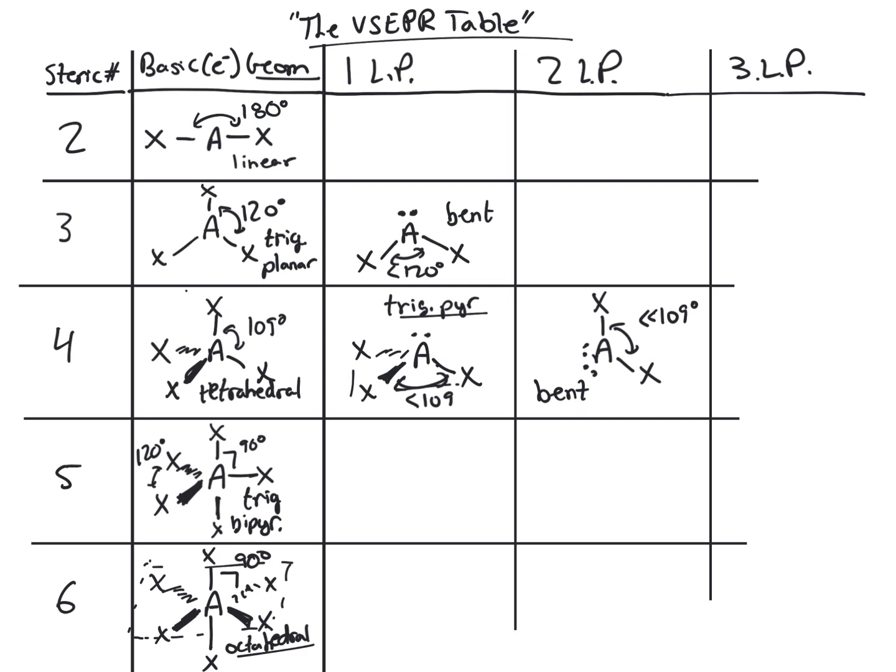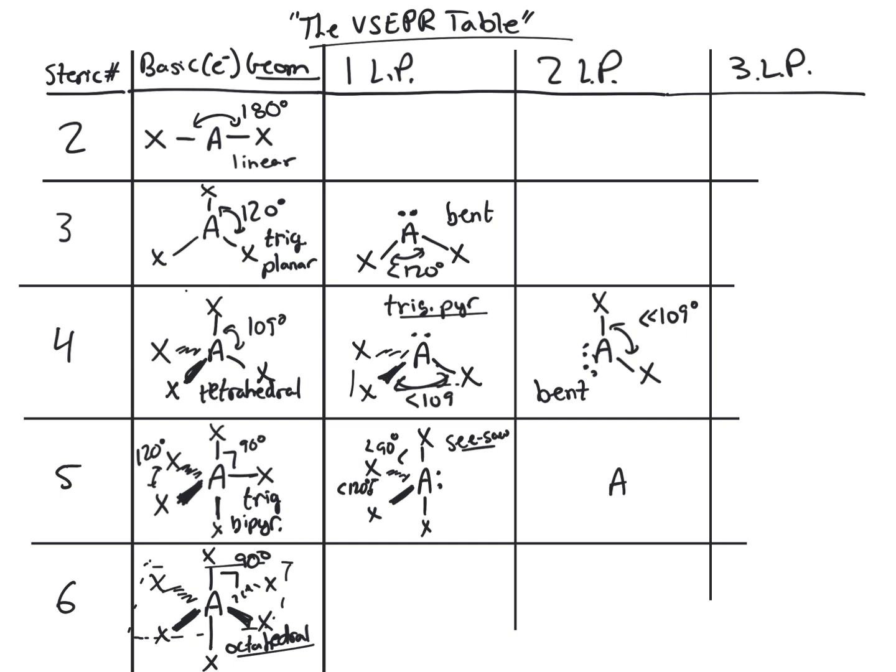There's a lot of other shapes in the rest of this table, so we'll just go through those. For trigonal bipyramidal, if we put one lone pair around it, we get this sort of shape. Again, the bond angles are maybe less than 90 degrees, less than 120. And this shape, if you tilt it on its side, would look like a seesaw.